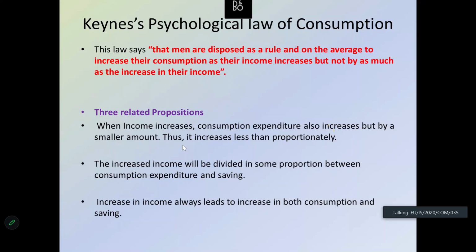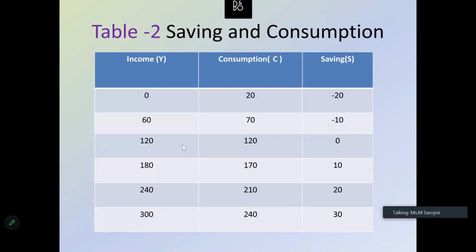These three propositions are going to be explained by this schedule. Here you can observe that when the income increases, consumption also increases. Income: 20, 70, 120, 170, 210, and likewise the consumption also increases.